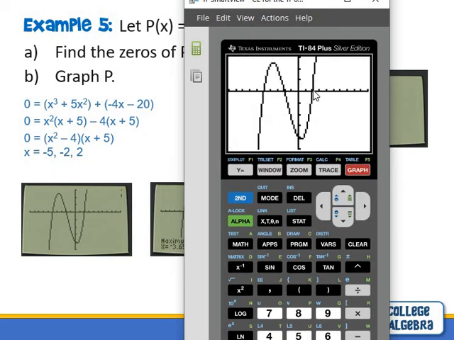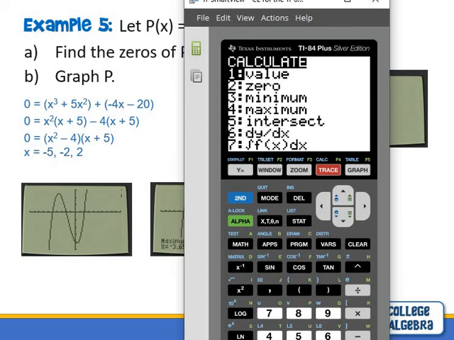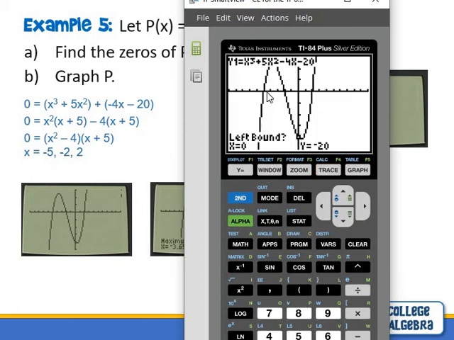And we know our x-intercepts. We got 2, negative 2, and negative 5. We need the max and mins. Second trace. I'll do the min first. So number 3. For my left bound, I'm going to use that x-intercept, which is negative 5. For my right bound, I'm going to use the x-intercept at negative 2. And then the guess.